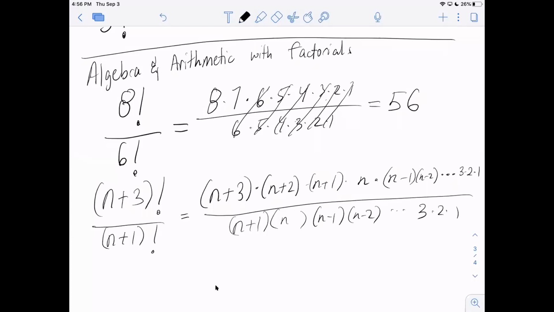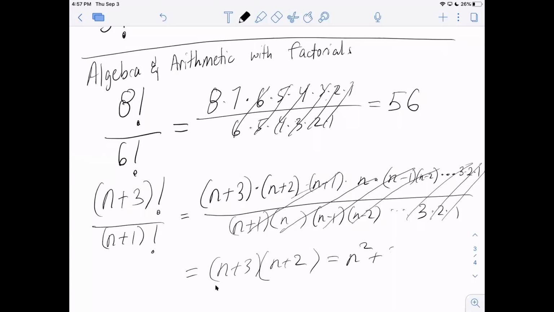And then you look, these all cancel. A lot of things will cancel, and you're just left with n plus 3 times n plus 2. And remember what we said: if n was equal to 5, you would get the same result. And you see here, if n is equal to 5, it works out exactly how we anticipated. And if you want, you can expand this. You don't have to. You could FOIL this out: n squared plus 5n plus 6.